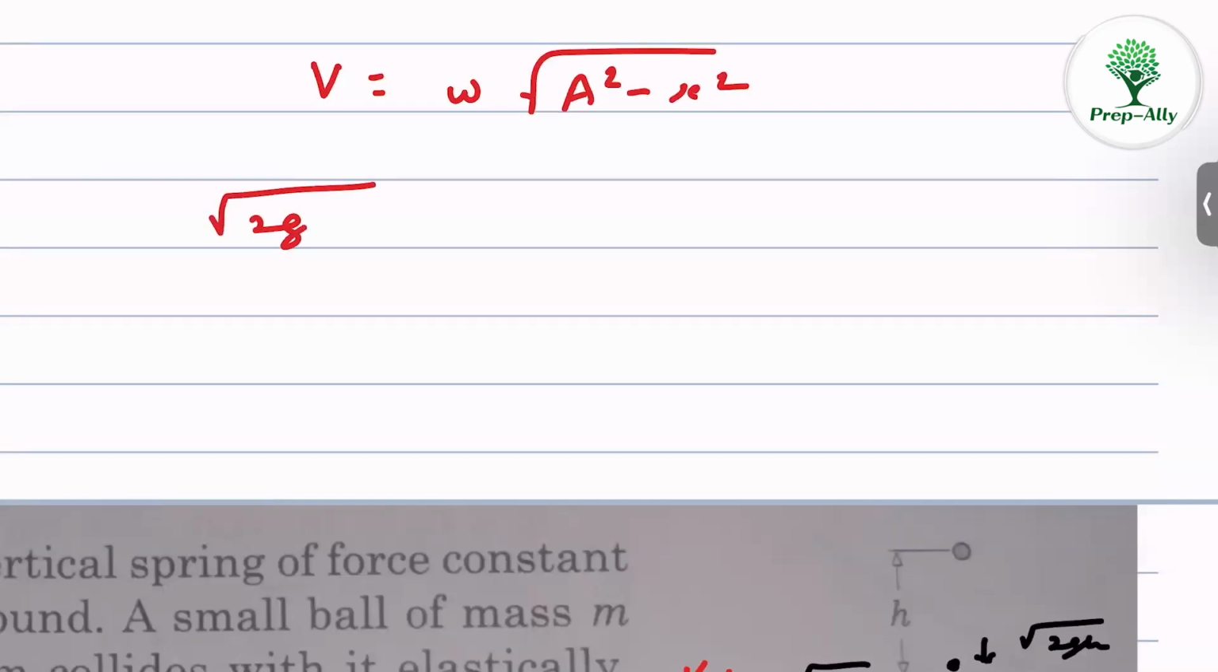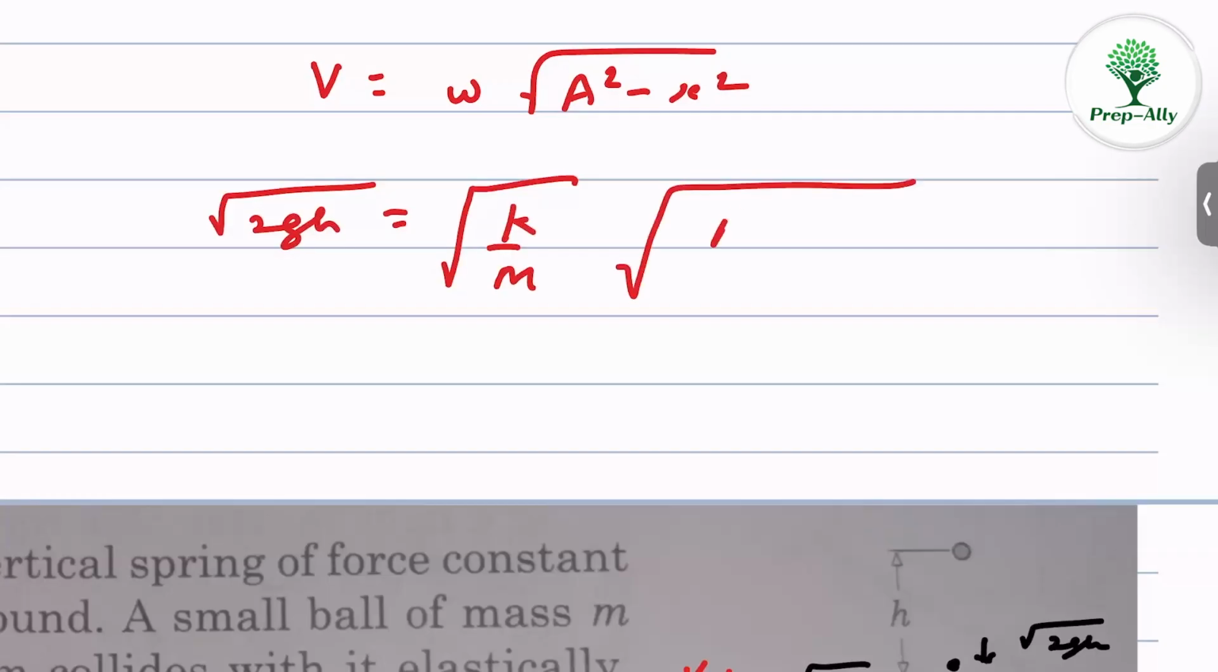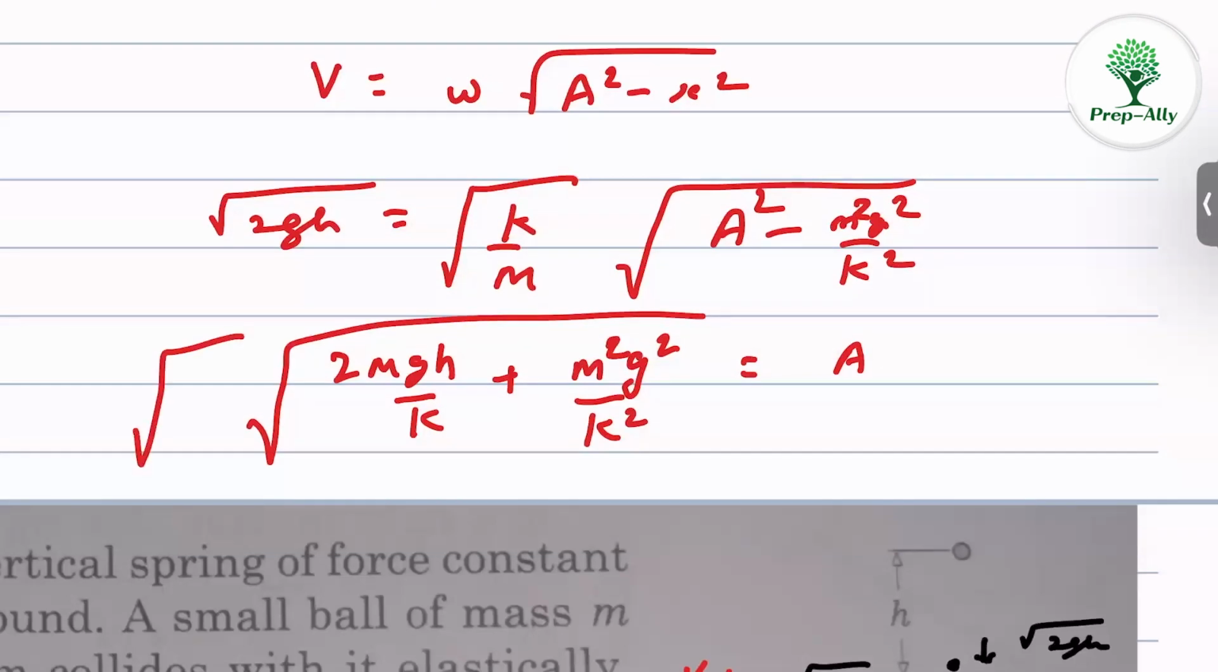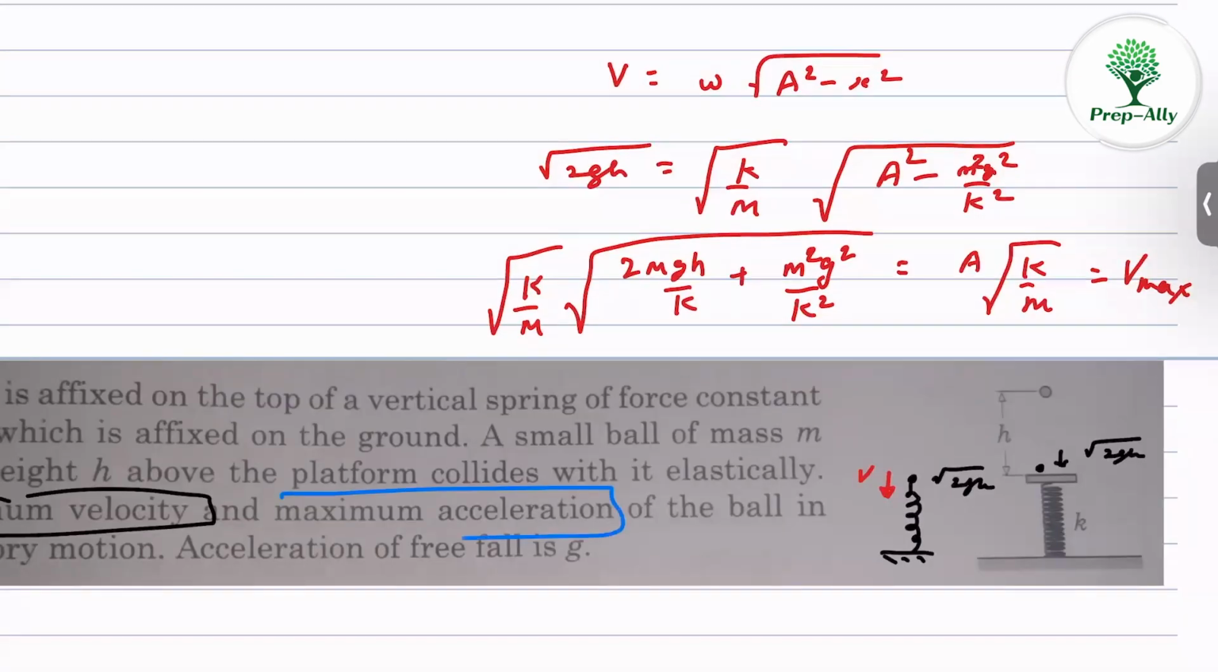What is the velocity right now? Root 2 gh. What is the omega? Root k by m. What is the x right now? Mg by k. This is A and omega is root k by m. Is that okay? This is the V max. Then you can find out the maximum acceleration also. Check whether the answer is matching. And the same thing you should get through energy conservation also. Matching, sir.